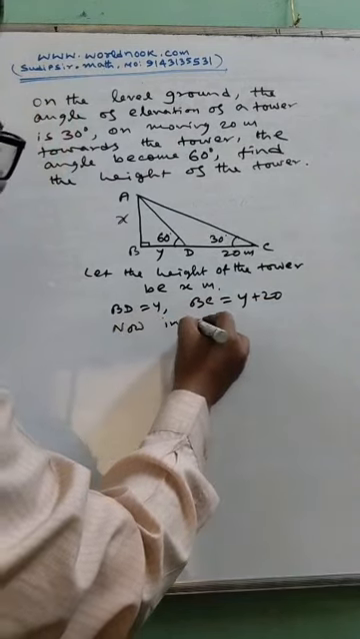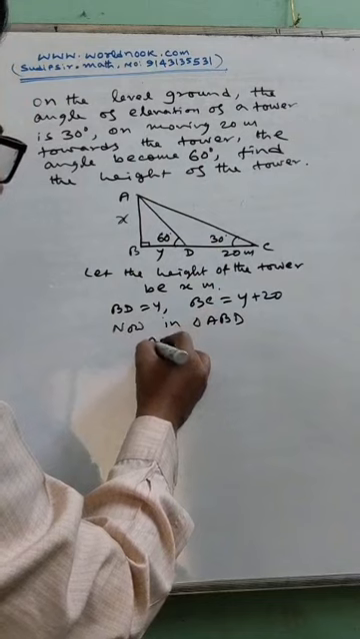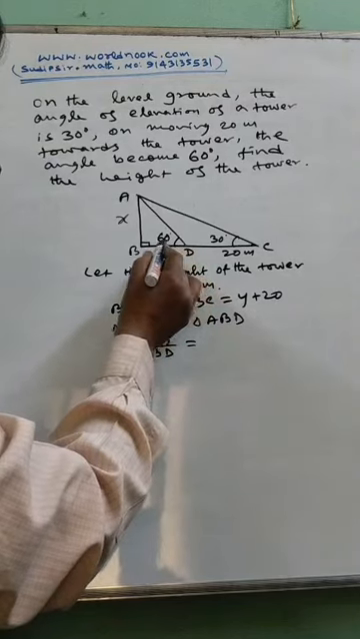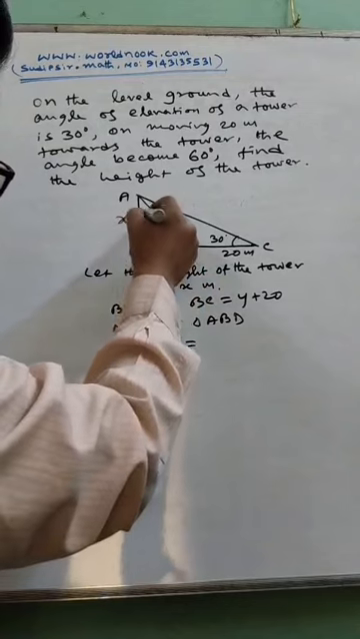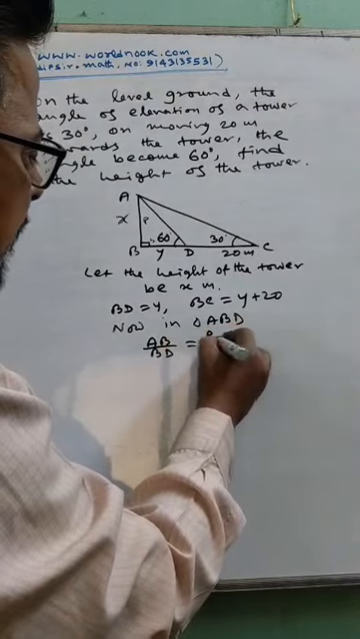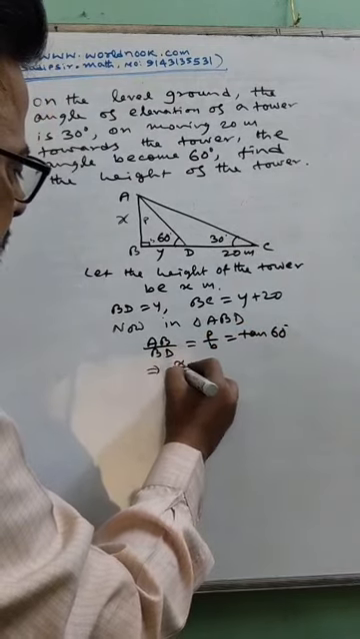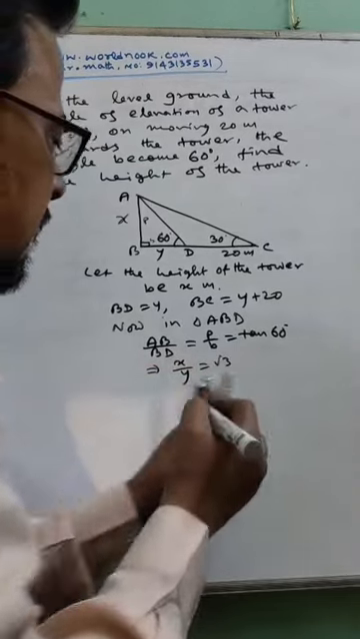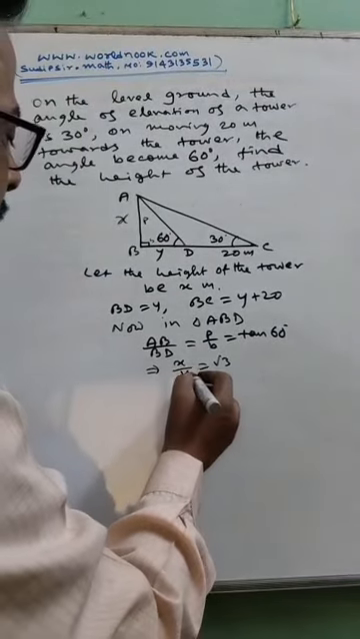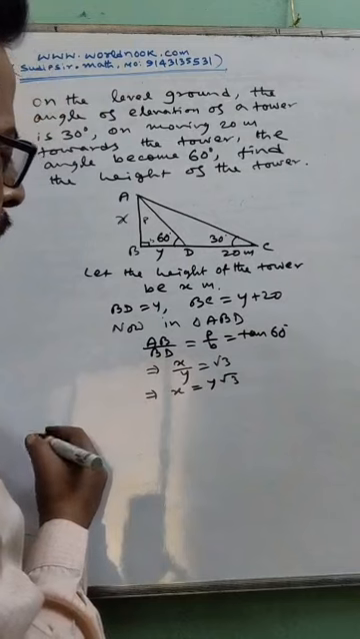Now, in triangle ABD, AB by BD, about this 60 degree angle. AB is the perpendicular and this is the base. So it will be perpendicular by base, that is tan 60 degrees. Now AB is x, so x by y equals tan 60, which is root 3. That is the value from the standard angle table. Therefore, x equals y root 3. This is condition 1.